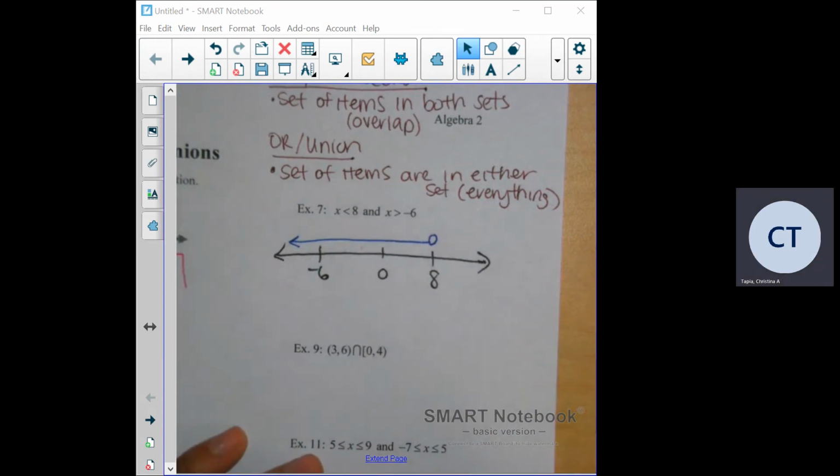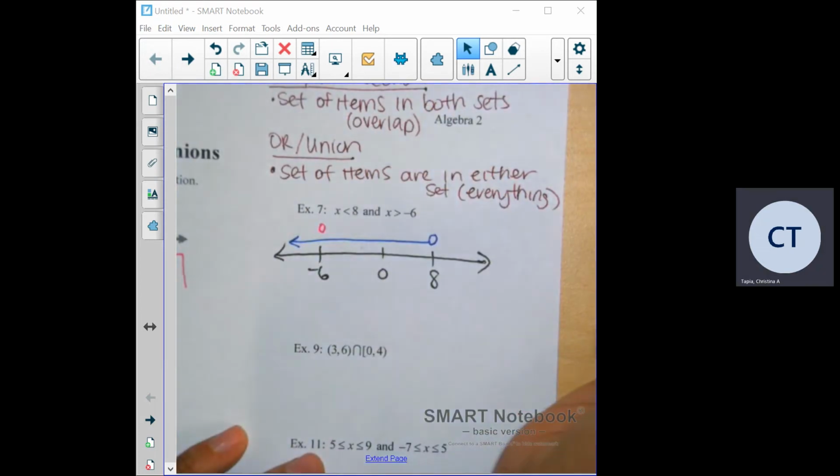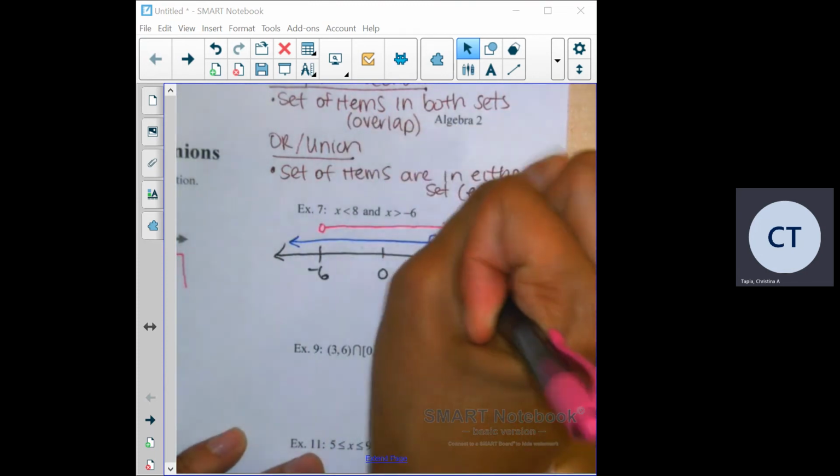And then for the other one, we're going to have x is greater than -6. So for x is greater than -6, let's use pink. I'm going to do -6. I have an open circle because it's another greater than symbol, and I'm going to graph all of this space over here to the right-hand side.